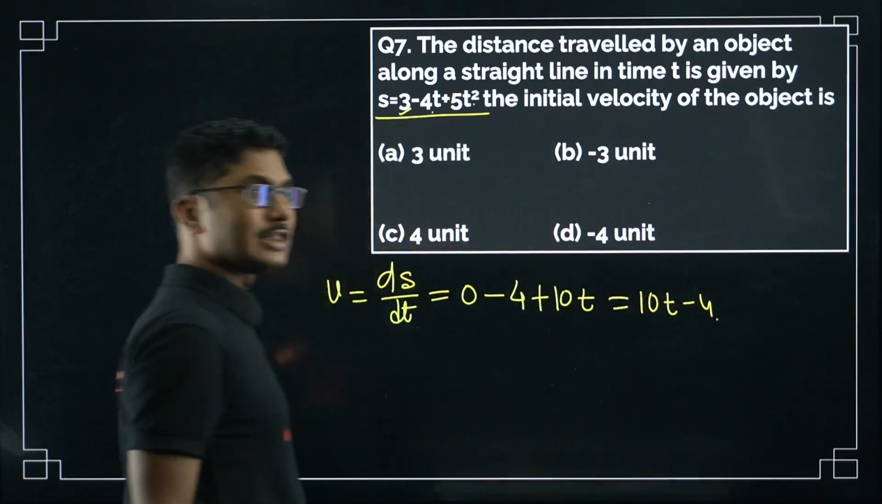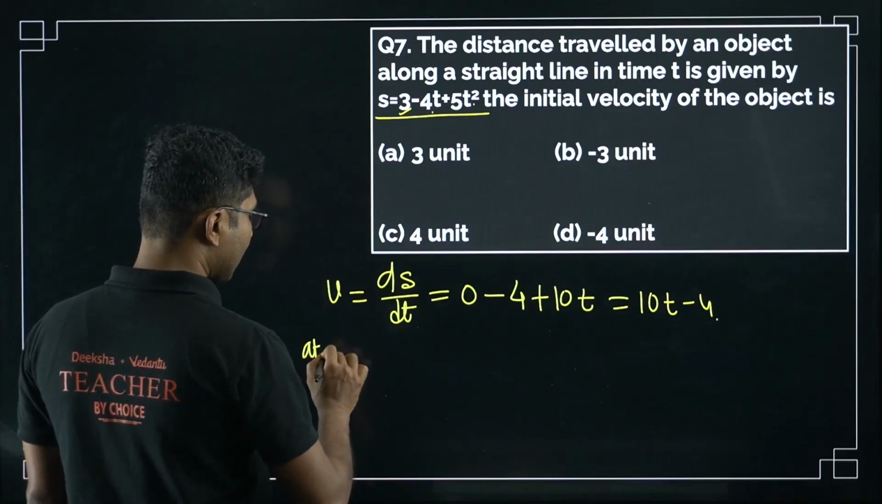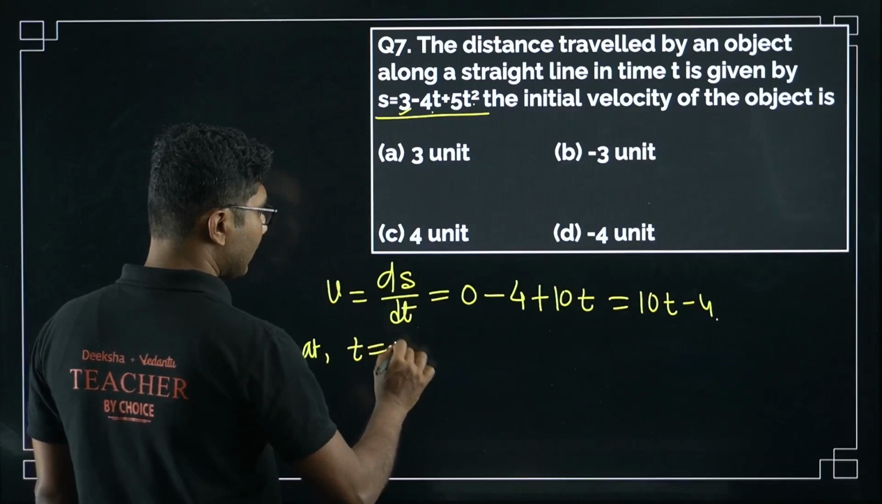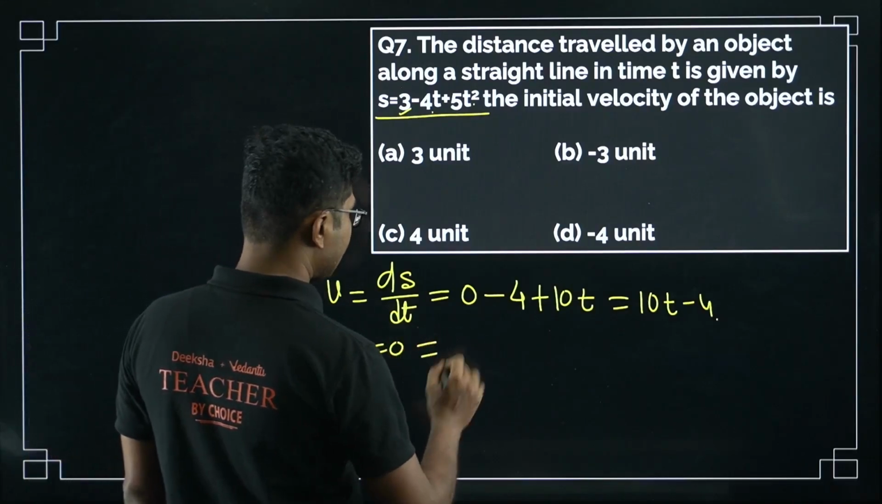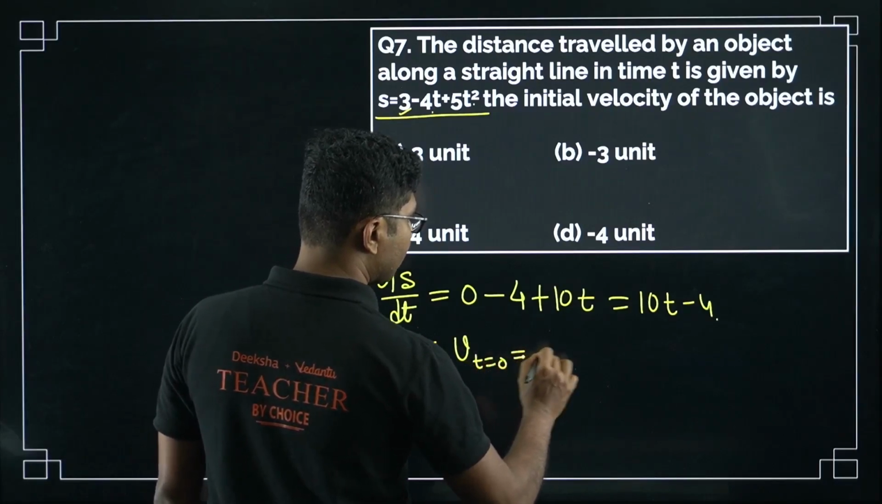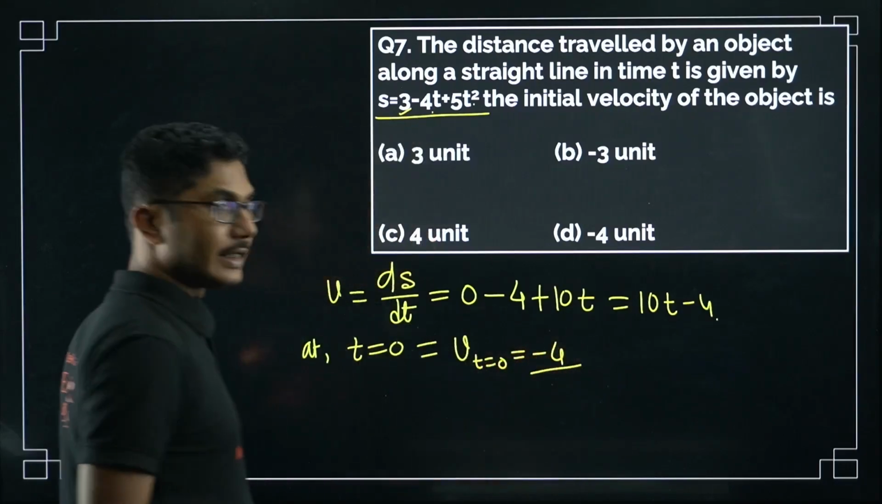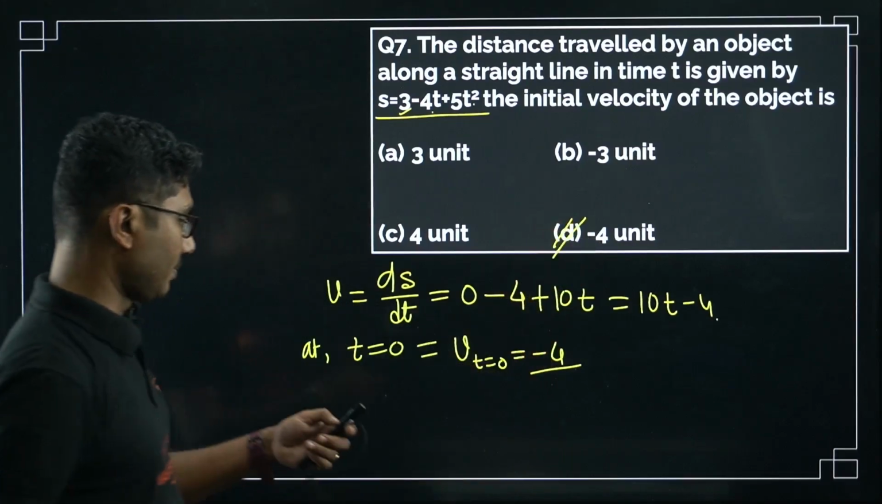Now what is the initial speed? Initial speed is at the starting point, where t is equal to 0. That is what we call initial speed. So initial speed basically means v when t equals 0, that is equal to minus 4, right? 10 into 0 will be 0. So the speed is minus 4 units.